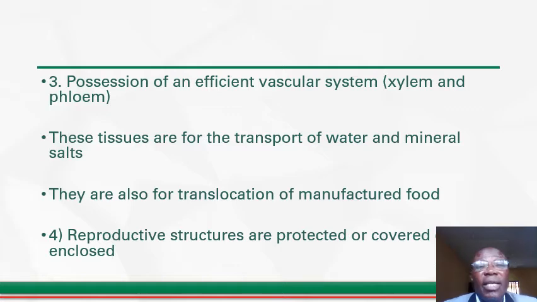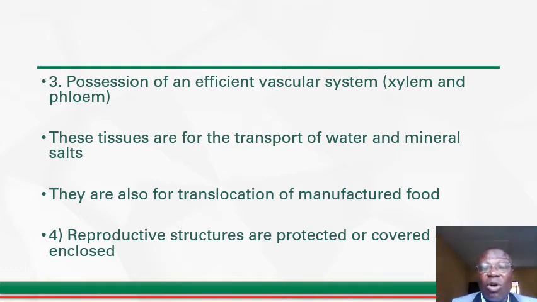Three, they possess an efficient vascular system, as we have talked about before. This vascular system consists of xylem and phloem, and they are the conducting tissues in the angiosperm. The tissues are for the transport of water and mineral salts from the soil. So xylem and phloem are responsible for transportation of material in the plant, and they are also for translocation of manufactured food.